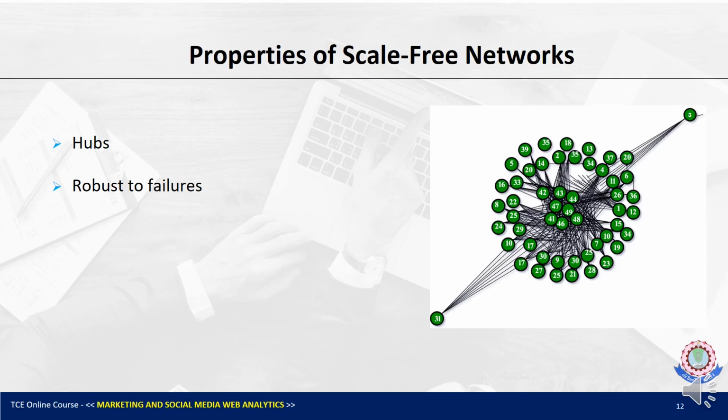Properties of scale-free networks. Scale-free networks have hubs, nodes with extremely high degree. They are robust to random failure but vulnerable if hubs are removed. These properties explain real-world phenomena like system failures and attack vulnerabilities.